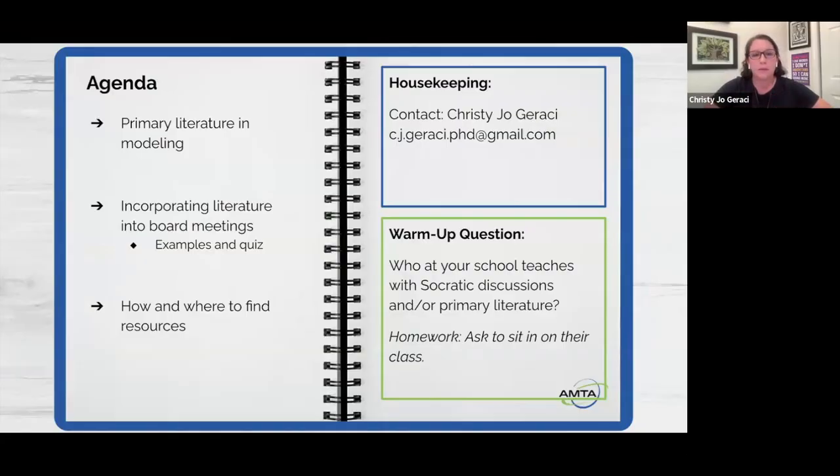So I'll talk about primary literature and modeling, and then how to incorporate this literature into board meetings, which already are Socratic in nature. And then I'll go with some examples, and there'll be an optional quiz. So if you want to get a piece of paper and a pen to score yourself, you can do that. And then I'll tell you how and where to find the resources that I've used.